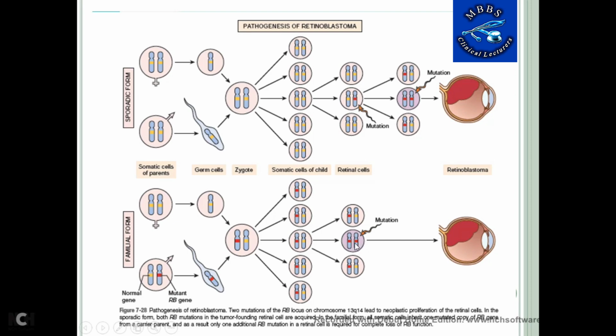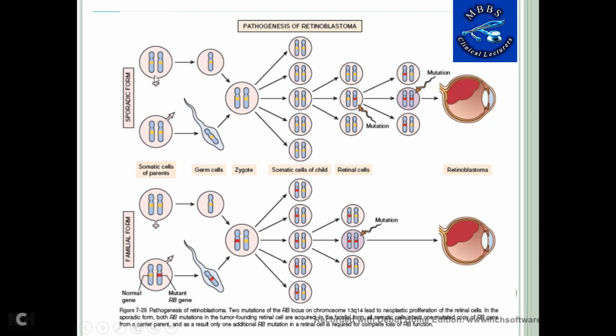But what happens is that there is a second hit. There is an acquired mutation after the birth, and the two genes are then defective. The complete pair is defective, and this mutated gene develops into the cancer, retinoblastoma. So this is Knudson's two-hit theory.